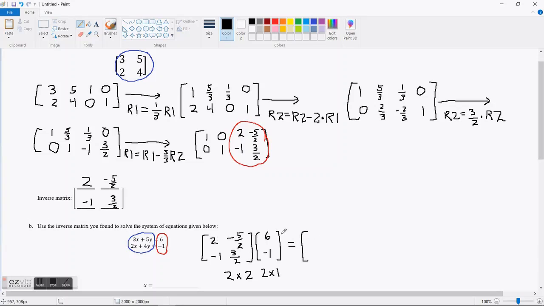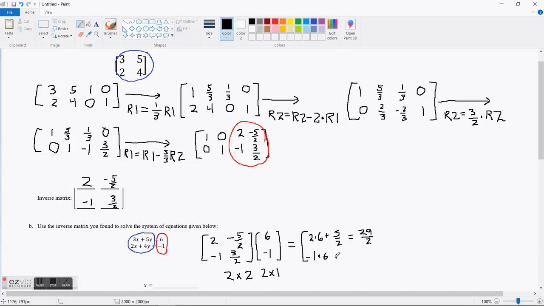And we'll get it by doing the dot product of the first row in the first matrix times the column in the second matrix. So we'll have 2 times 6 plus negative 5 halves times negative 1, which is 5/2. So we have 12 plus 5/2, that's 24 halves plus 5 halves is 29 halves.